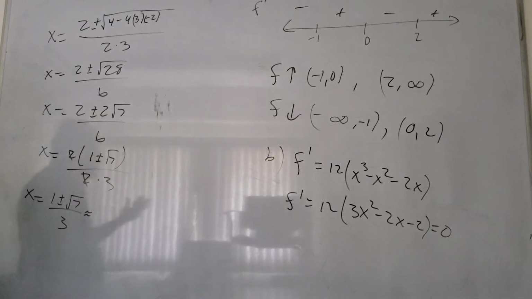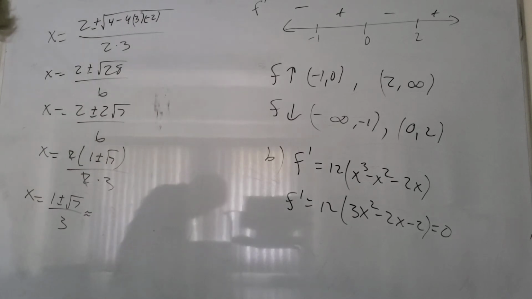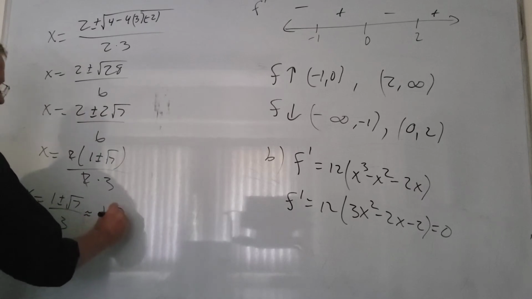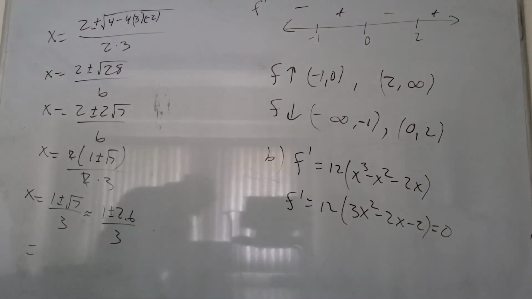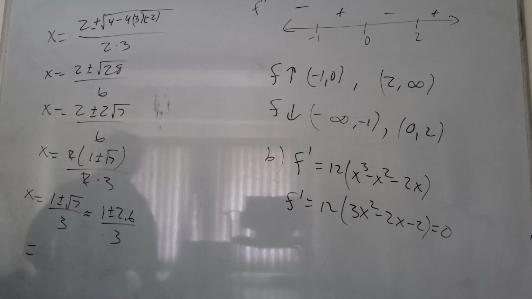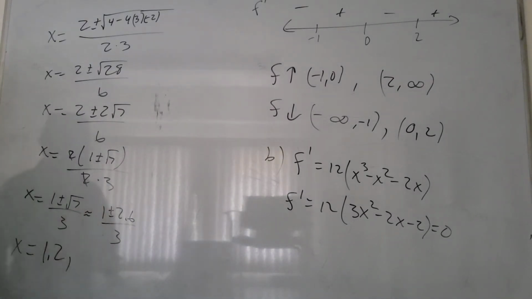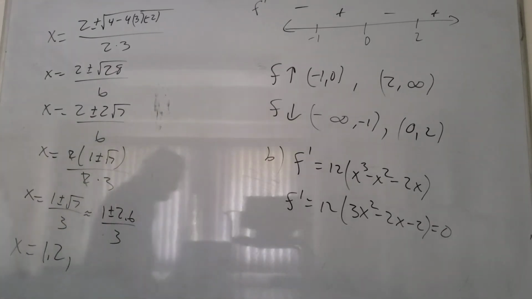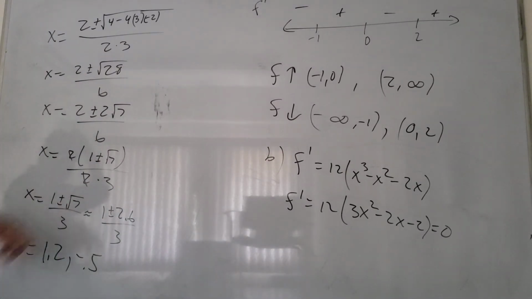Now let's get a numerical value to get a rough idea to visualize this. The square root of 7 is about 2.6. So what do we get? 3.6 divided by 3. If you plug that in your calculator, you're going to get about 1.2. And 1 minus 2.6 over 3, plug that in your calculator, and you get about minus 0.5. These are approximate values.